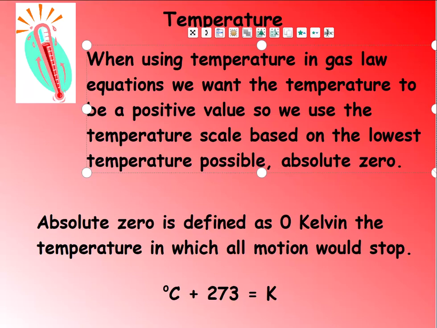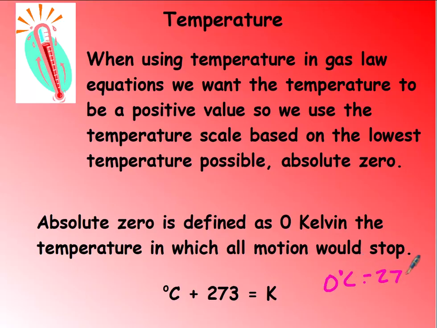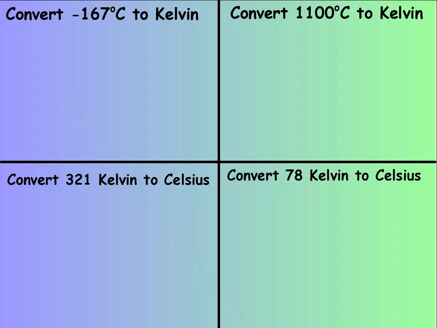So our equation to convert Celsius to Kelvin is you just add 273. If you have Kelvin and you're trying to get to Celsius, you're going to subtract 273. On your formula chart, it says 0 degrees Celsius is equal to 273 Kelvin. Kelvin cannot be a negative temperature. That's why that temperature scale was created. In the gas law unit we can't have negative pressure, we can't have negative volume, and so that's why we need a positive temperature scale.